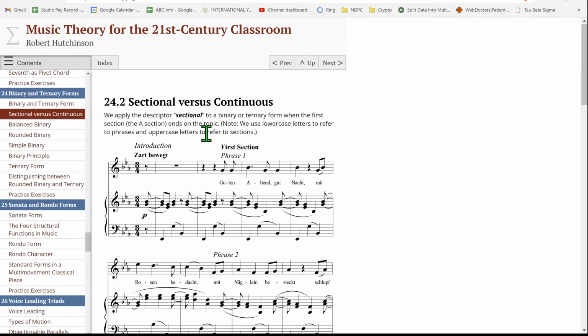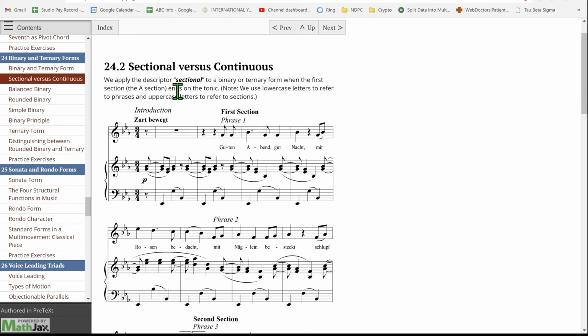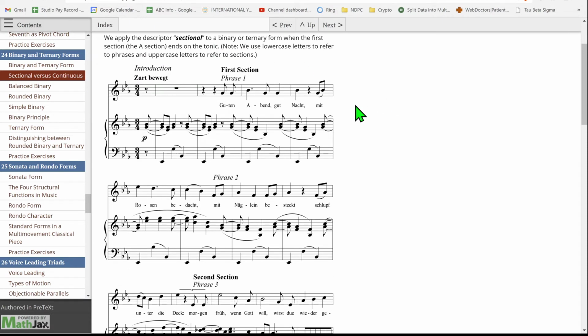Okay, so let's just understand what sectional is. Sectional basically means that it sounds complete. That's all it means. The A section ends on the tonic, which is just the one. So for example, let's take this song for example.